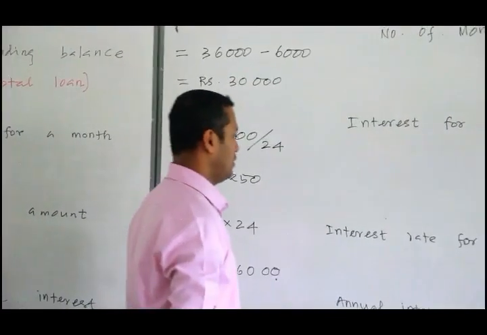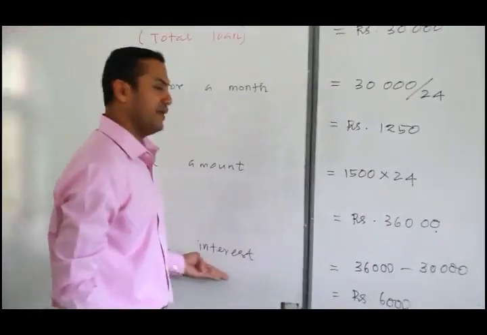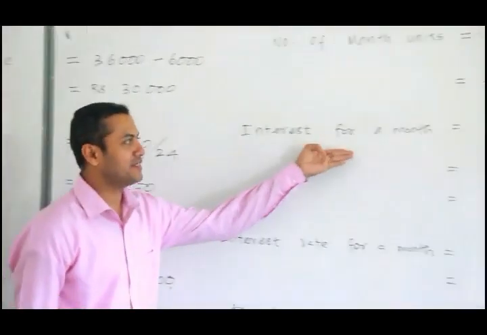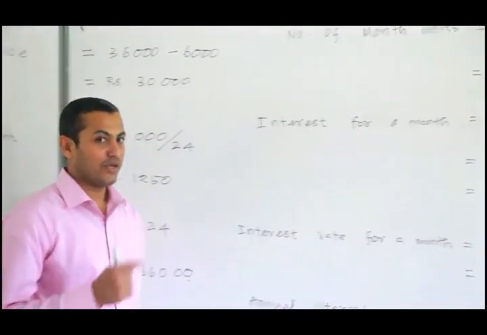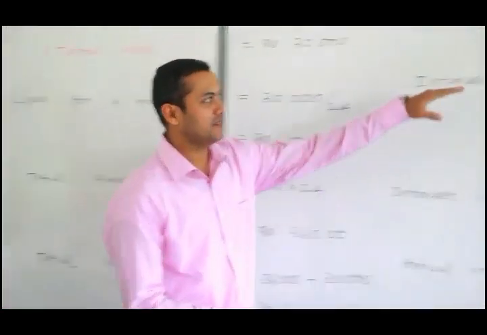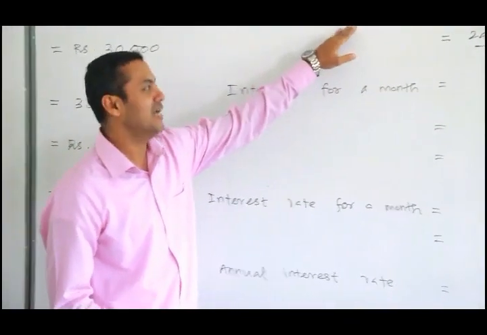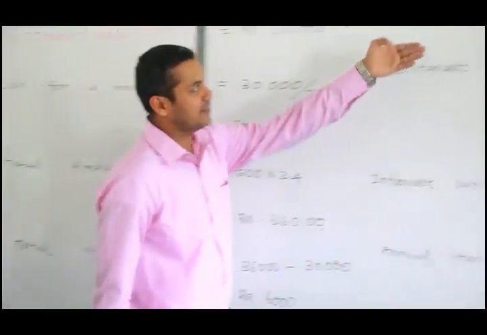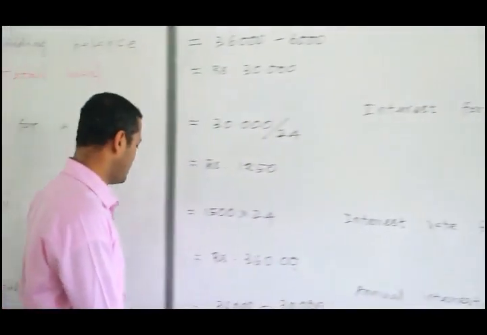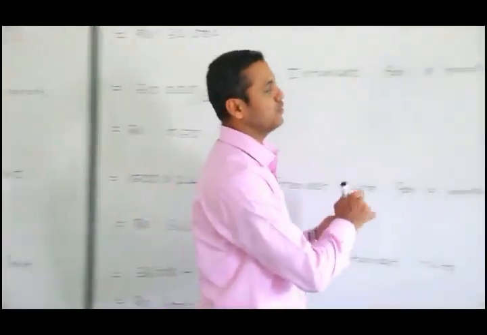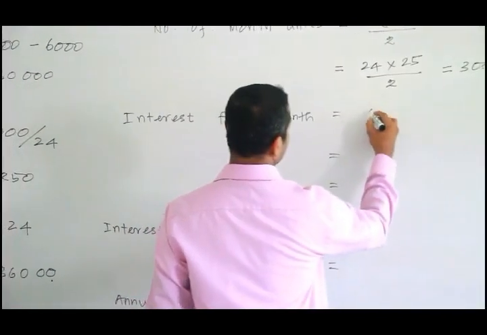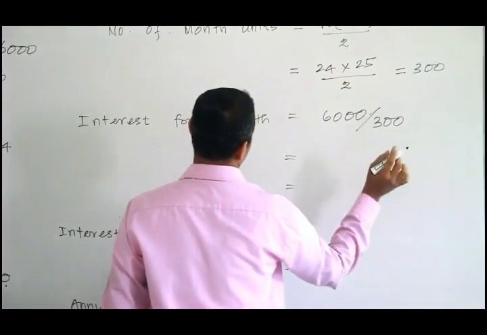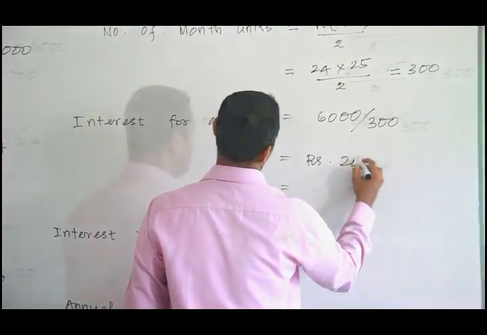Okay, now you know what is the total interest and what is the number of month units. To calculate the interest for a month, what we need to do? To calculate the total interest, we multiply the interest for a month by the number of month units. So to get the interest for a month, we must divide the total interest by the number of month units. So I am going to divide the total interest by the number of month units. What is the total interest? 6,000 divided by 300. Then rupees 20. Ready?